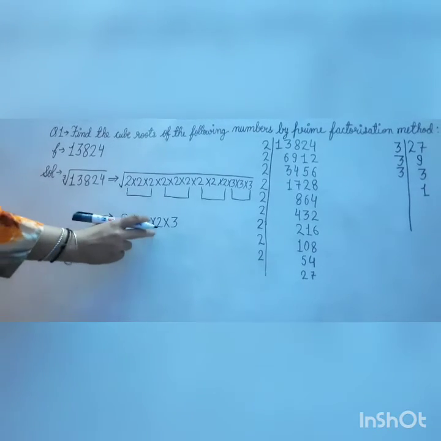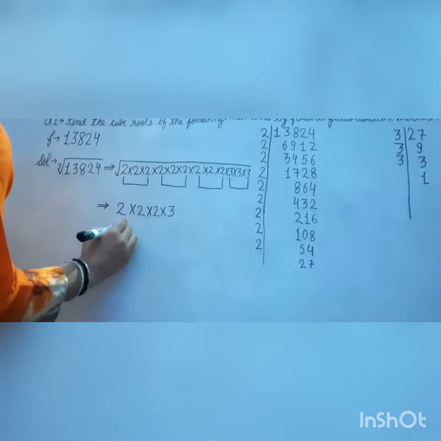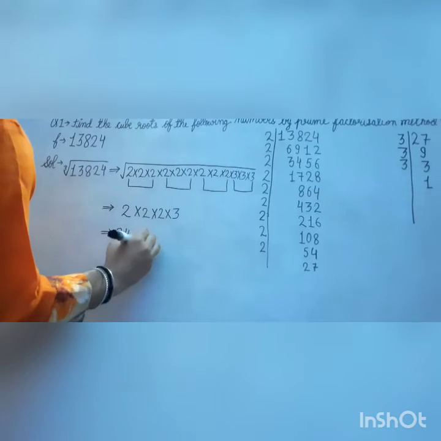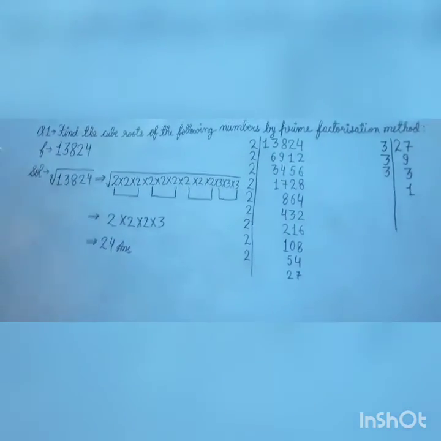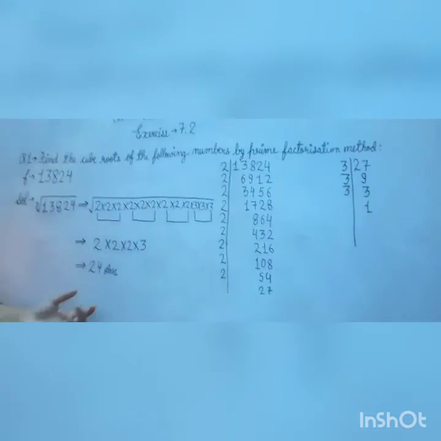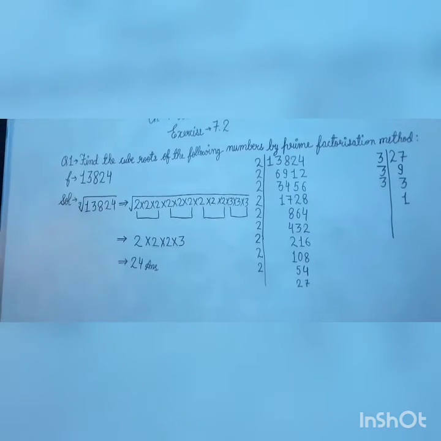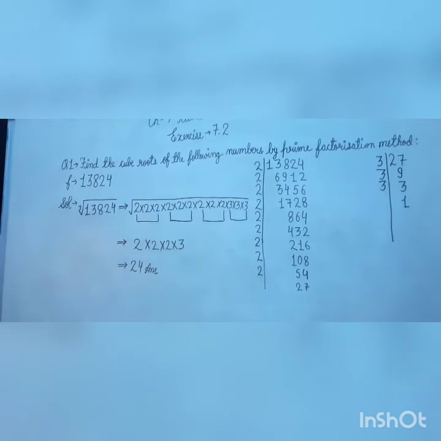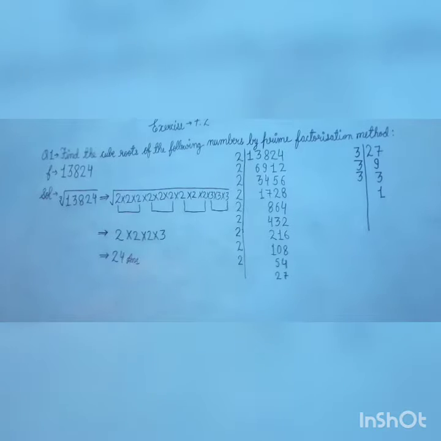2 twos are 4, 4 twos are 8, 8 threes are 24. 24 is the answer. The cube root of 13,824 is 24. Okay class. Now I will explain the 8th part. The 7th part you have to do yourself. Okay. Now the 8th part.